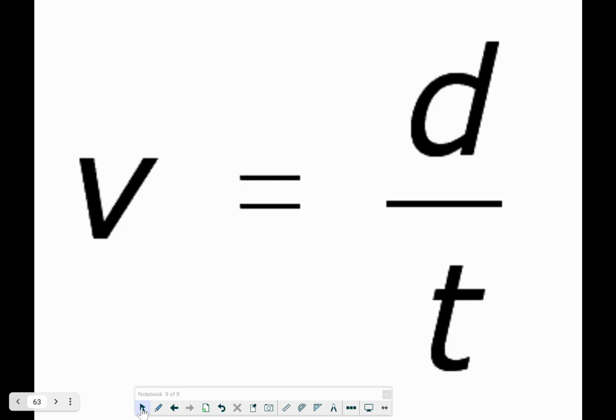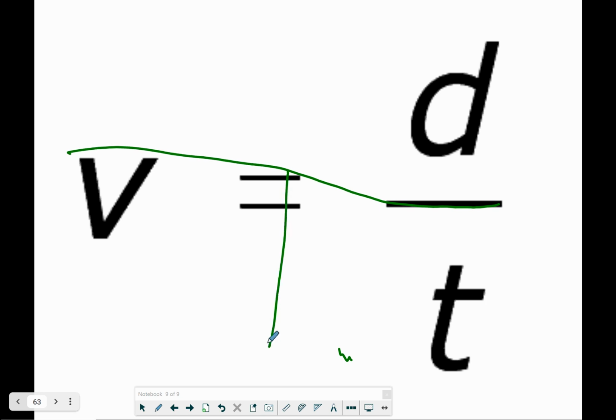Okay, let's try practicing with one more. We'll take this line and go right above it and do this. So distance, velocity, time. Distance divided by velocity equals time. Distance divided by time equals velocity. Velocity times time equals distance.